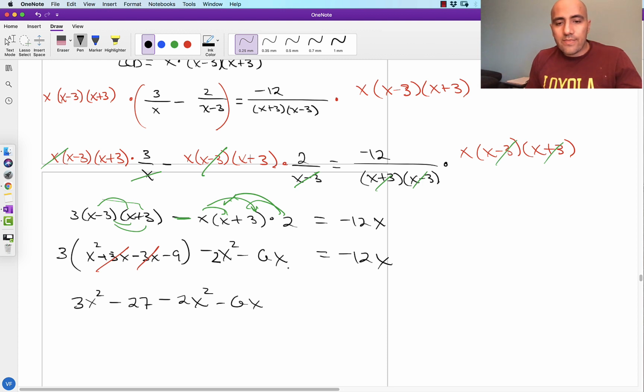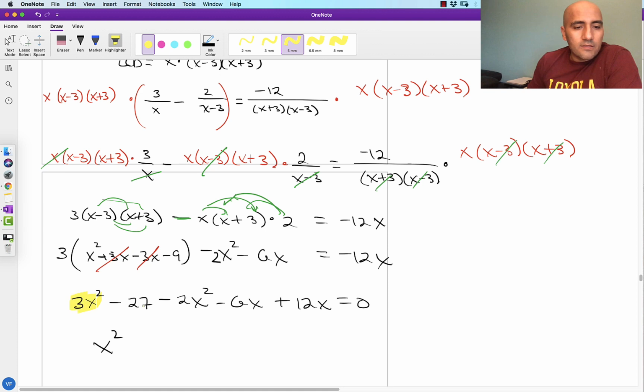And I'm going to go ahead and bring this over to this side, so I'll end up with a plus 12x equals 0. And then combining like terms, I'll end up with just one copy of x squared. That's combining this guy and this guy. That just gives me one copy of x squared. Then combining these two, I get a plus 6x minus 27 equals 0.